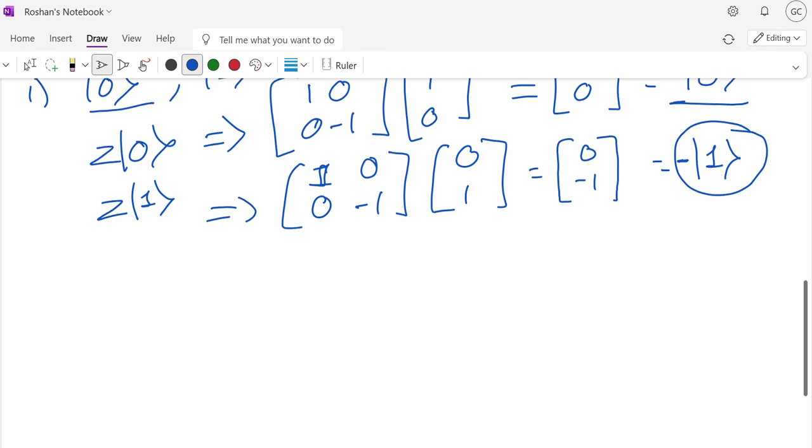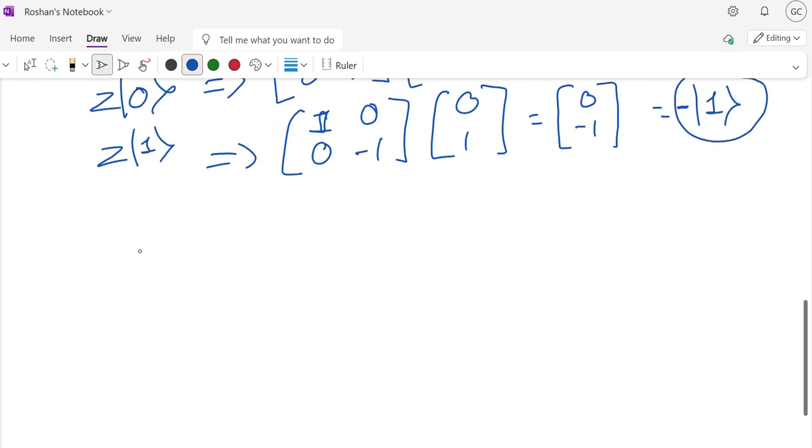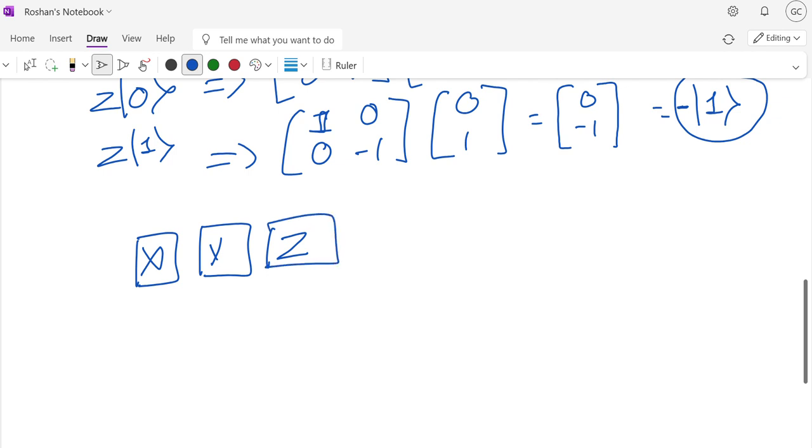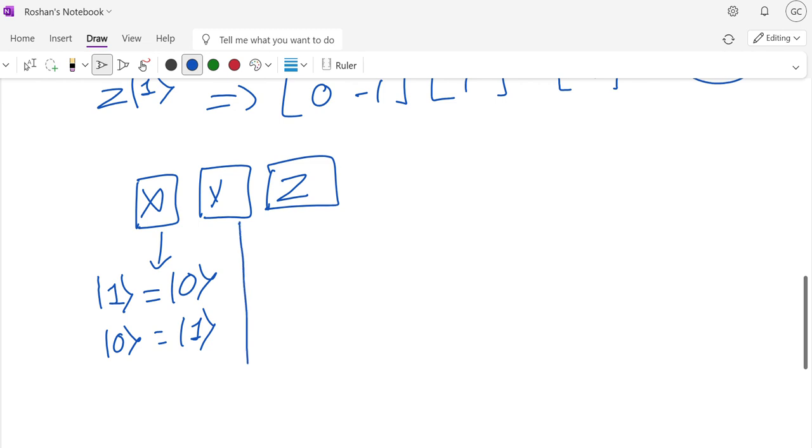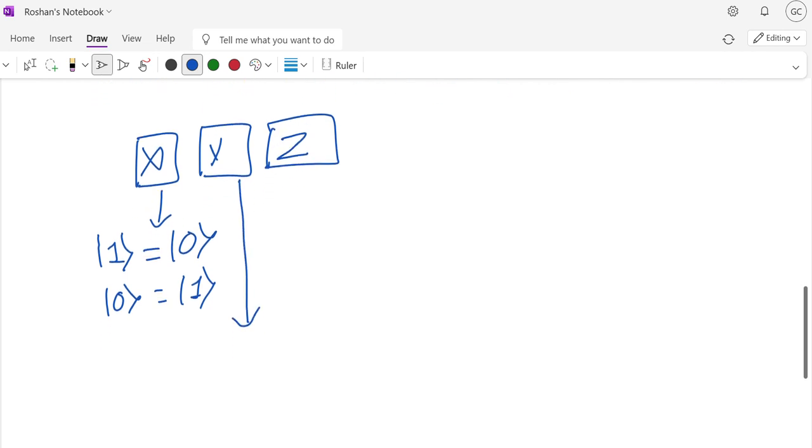So we have completed the basic gates, Pauli-X gate, Y gate and Z gate. Now I'll give a simple understanding of each of the gates. Pauli-X gate: 1 will be returned as 0, 0 will be returned as 1. Pauli-Y gate: it flips the bit, and it flips the phase of a bit.